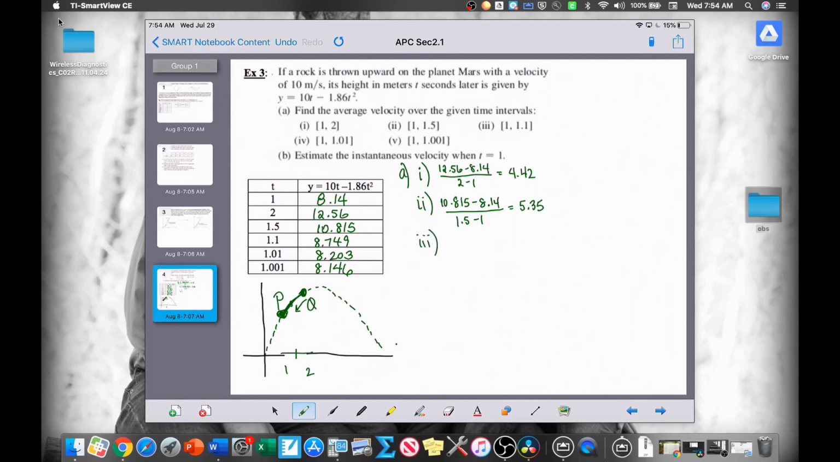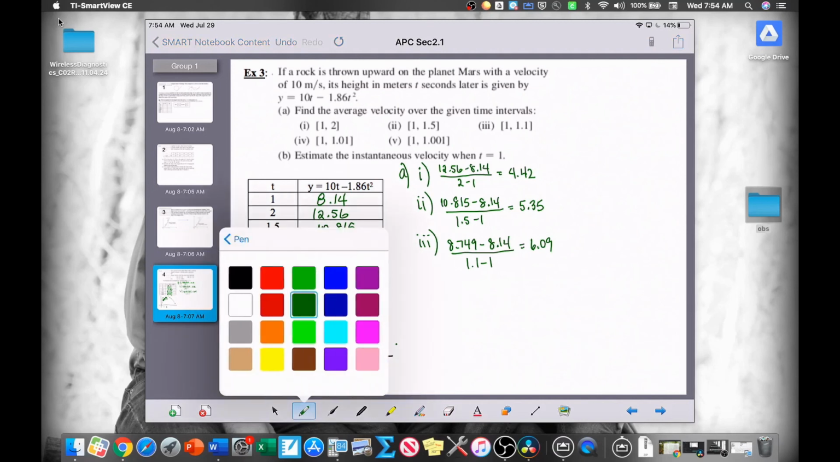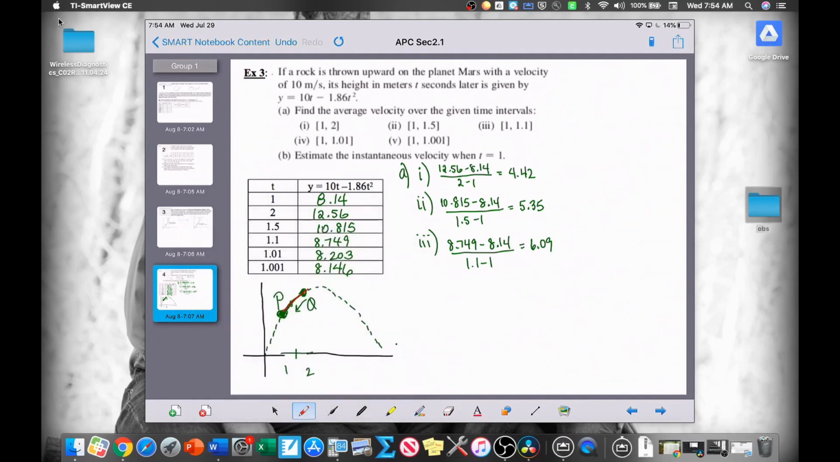Our third one is between the first and the fourth point, actually. So 8.749 minus 8.14 divided by 1.1 minus 1 gives us a slope of 6.09. You can see our slopes are beginning to increase. That makes sense, right? Pause for a second. Let's look at our picture again. If we look at the slope here versus the slope here versus the slope here, the slopes are starting to get steeper as we get closer to P. That is what we would expect to happen.